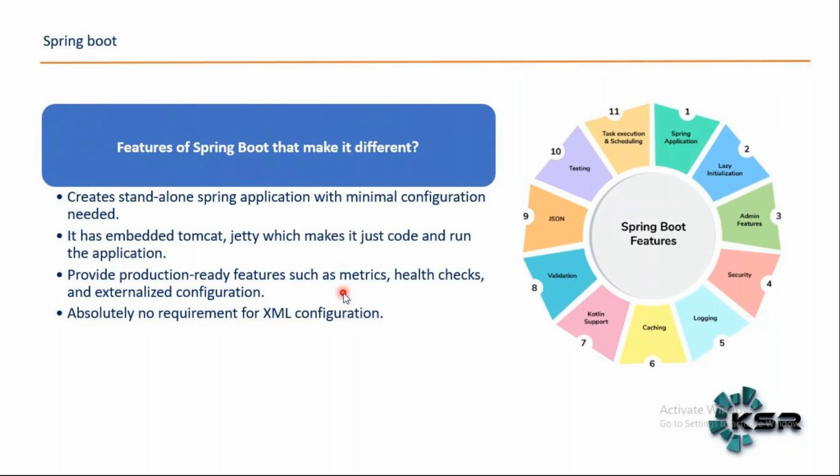There is absolutely no requirement for XML configuration. Everything is annotation. On the right hand side you can see I can create a Spring Boot application, simple or complex, and then lazy initialization. What do you mean by lazy initialization? Whenever some bean configuration is required, at that time you can instantiate it. Admin features, a lot of different features are there, how we can do an integration, how we configure it. If you want to change the database connection or the production readiness, everything you can change.